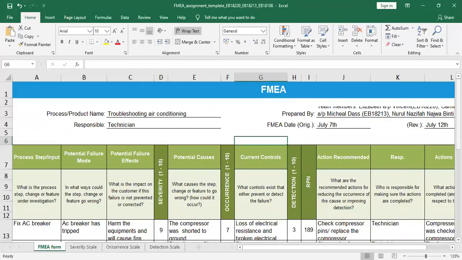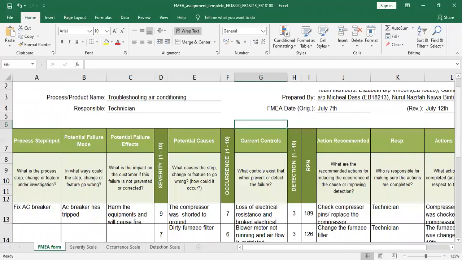Okay, that's all for our root cause analysis, and now we are going to present the failure modes and effects analysis. So the main process is troubleshooting air conditioning, and the responsible person for this is the technician. This is prepared by ourselves, our team members. The original date of this FMEA form is July 7th and the revision is July 12th.